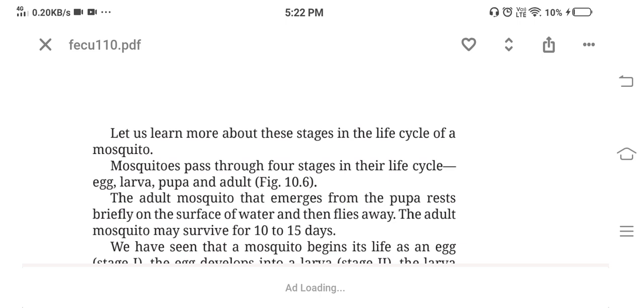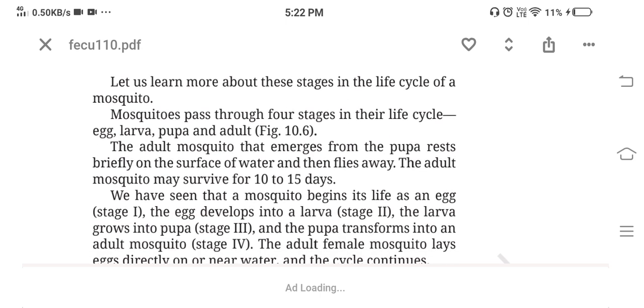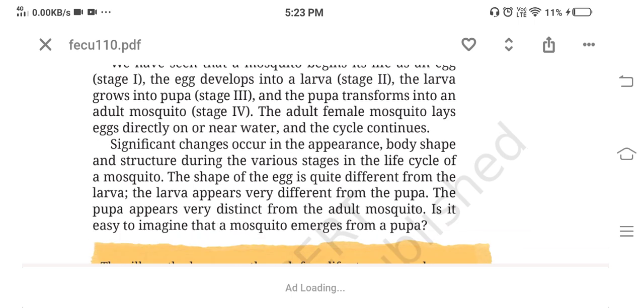We have seen that a mosquito begins its life as an egg. The egg develops into the larva stage. The larva grows into the pupa stage. The pupa transforms into an adult mosquito. The adult female mosquito lays eggs on or near water. The cycle continues.